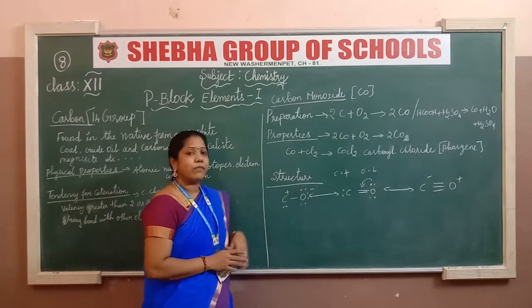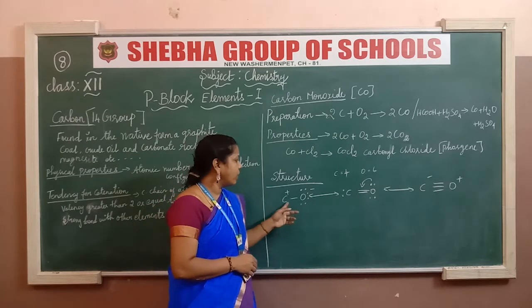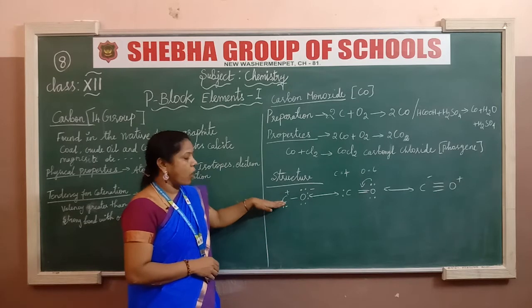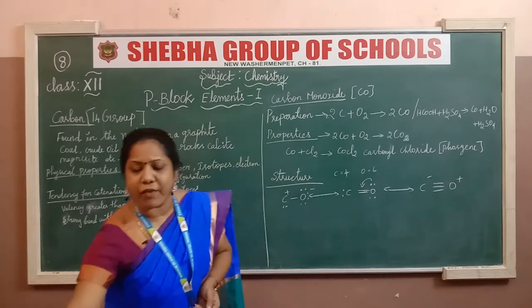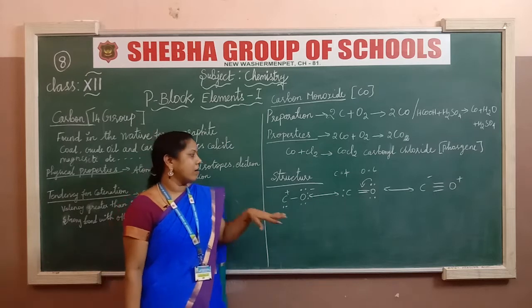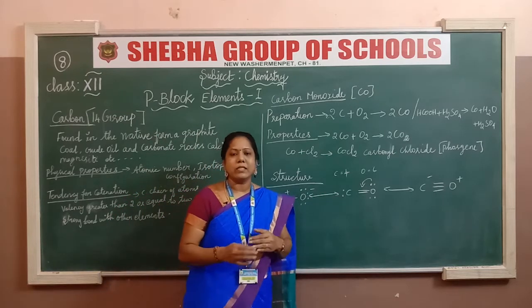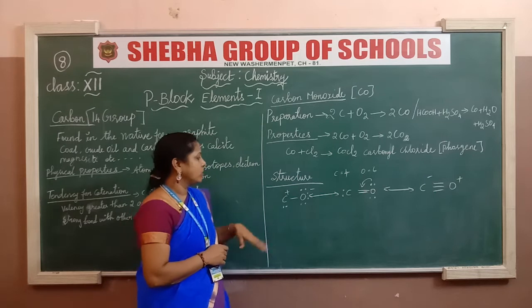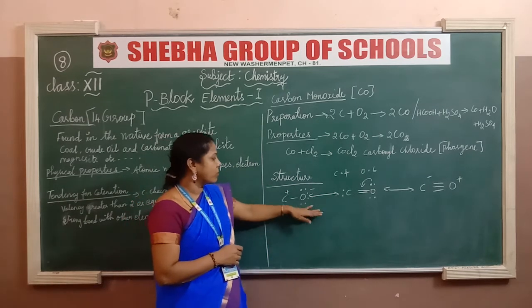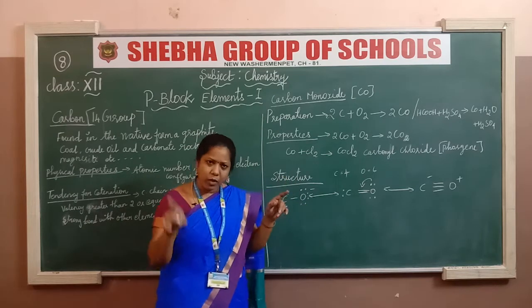In this structure of carbon monoxide, I am going to write it down using valency. The valency of carbon, you know very well how to find. The number of electrons in the outermost shell is the valency of that element. So carbon has a valency of 4, and oxygen has 6 electrons in the outermost shell.